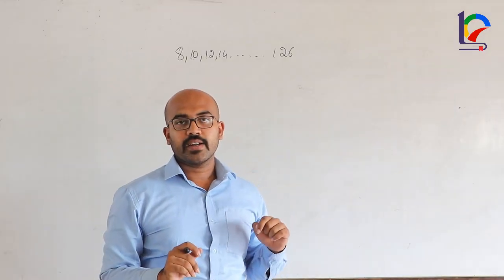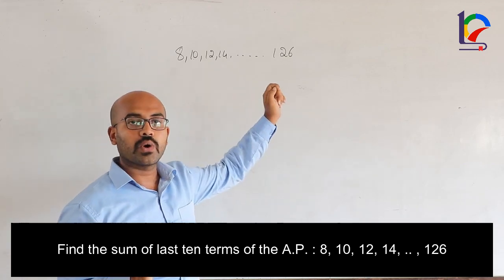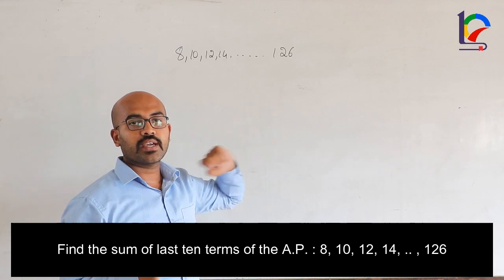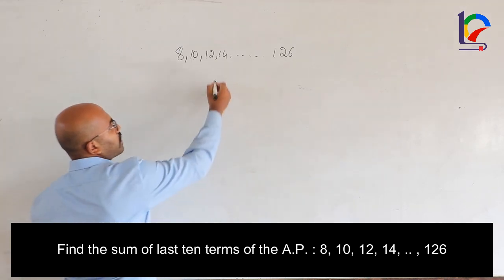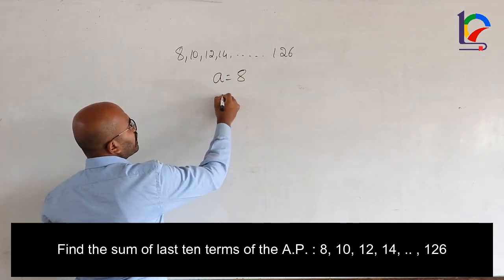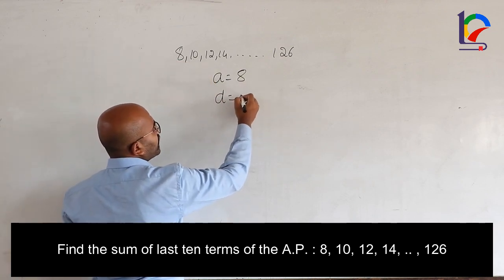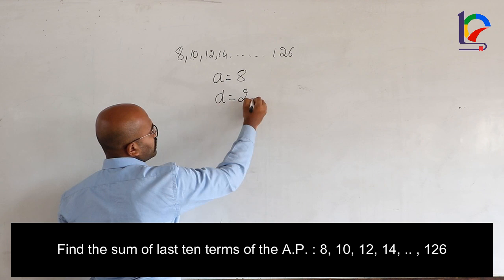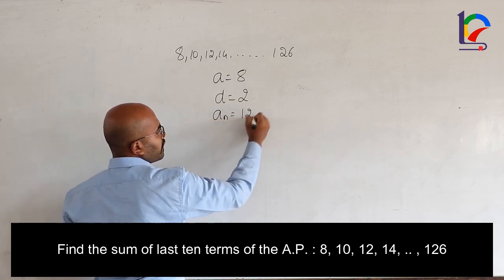Now they have given another sequence: 8, 10, 12, 14, and so on up to 126. Here we need to find the number of terms. For that, we know the value of a is 8. What is the value of d? It is the second term minus the first term, 10 minus 8, which is 2. We know an, the last term, is 126.